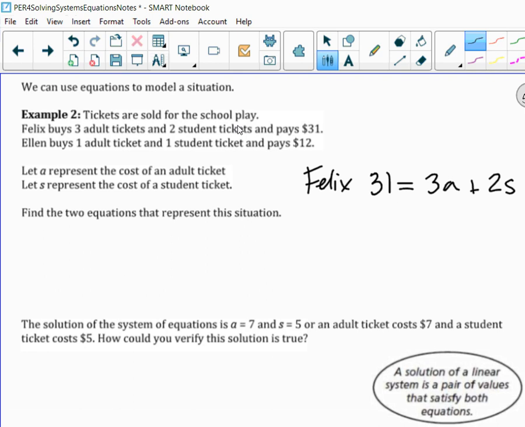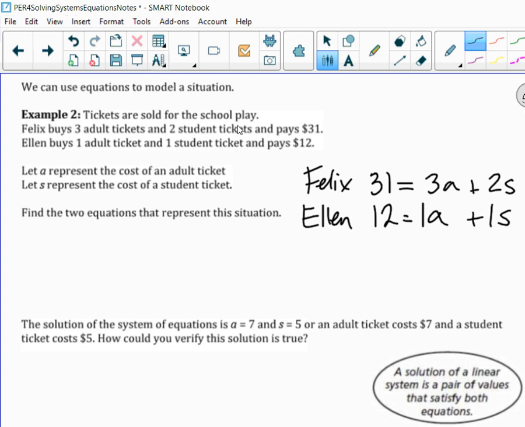Okay, let's do Ellen. Ellen paid $12, and that is, yeah, 1 adult if you want, and 1 student. Okay.